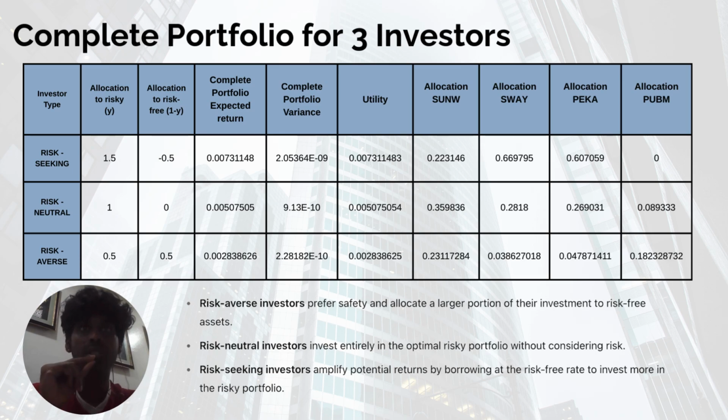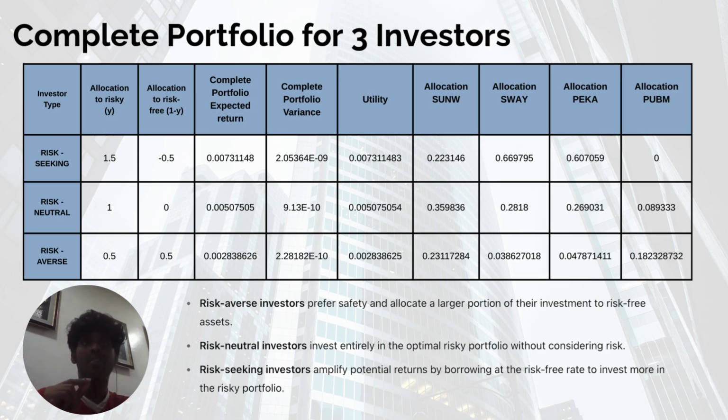Okay, moving on to the risk-neutral investors, they invest entirely in the optimum risky portfolio, which is 100% allocation and nothing in the risk-free asset. So their expected return is 0.00575 and the utility is proportionate to their risk tolerance. Their asset allocation exactly mirrors the optimal portfolio we discussed earlier, which is 35.9% in SANJIVEE REIT, 28.1% in SANJIVEE Berhad, around 26% in PEKA and around 8% in Public Bank.